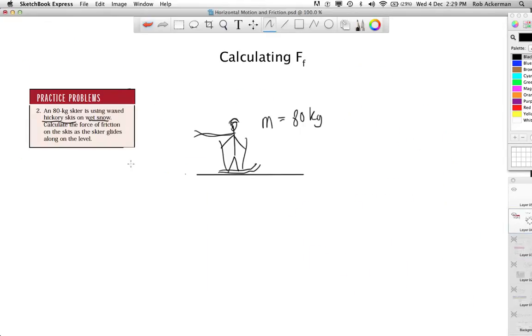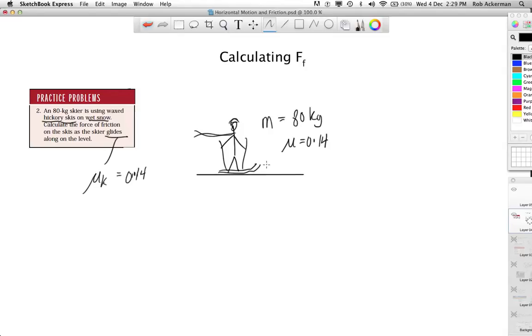So let's go back here. It says the skier is gliding. So is this a kinetic situation or a static situation? I think you can guess that it means kinetic, so we're going to be using mu k, which if I remember correctly was 0.14. So we can write that in here.